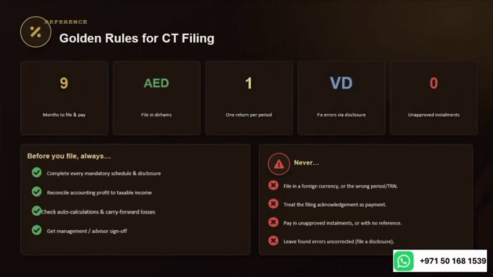Adhere to these golden rules for CT filing. Complete every mandatory schedule, reconcile accounting profit, check calculations, and get management sign-off. Avoid filing in foreign currency, treating late payments as acceptable, and leaving issues unresolved.